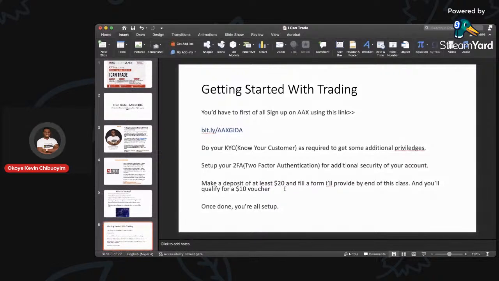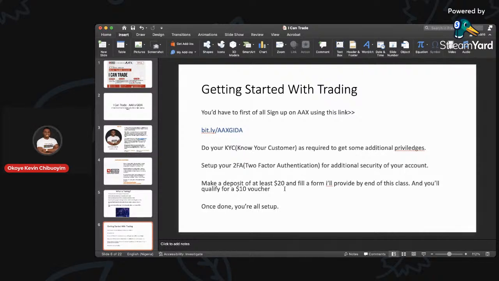Now, to get started, you have to first of all sign up. We are basically exploring a centralized exchange interface using AAX as a case study. So you basically have to sign up on AAX Exchange. Simply go to this link, bit.ly/AAXGIDA. You're going to find a referral code on this link to sign up with. Once you've clicked on this link, it's automatically going to lead you to the page to sign up.